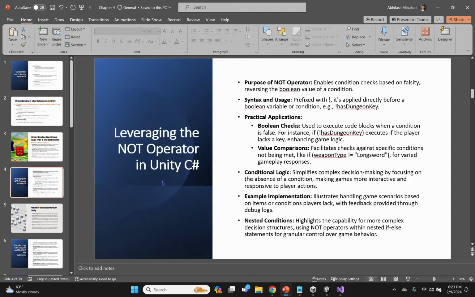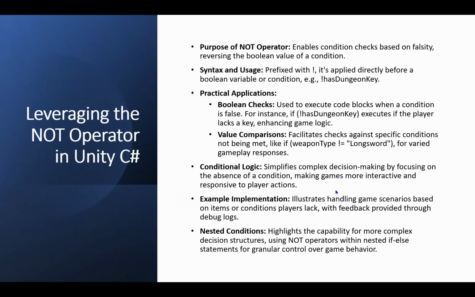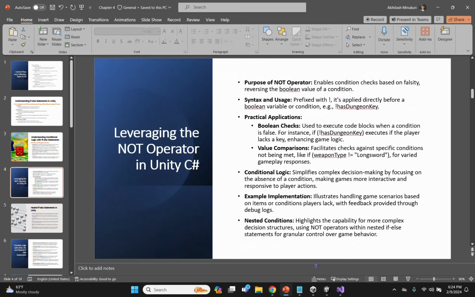So the next topic is the not operator. We are going to dive into a super useful tool for our coding, the not operator, represented by an exclamation point. This operator allows us to check for conditions that are not true, which is just as important as checking for conditions that are. So let's break this down with some easy to understand examples. Let's go back.